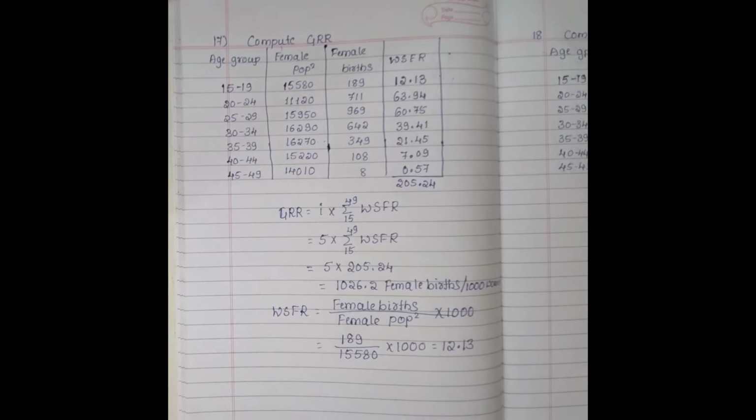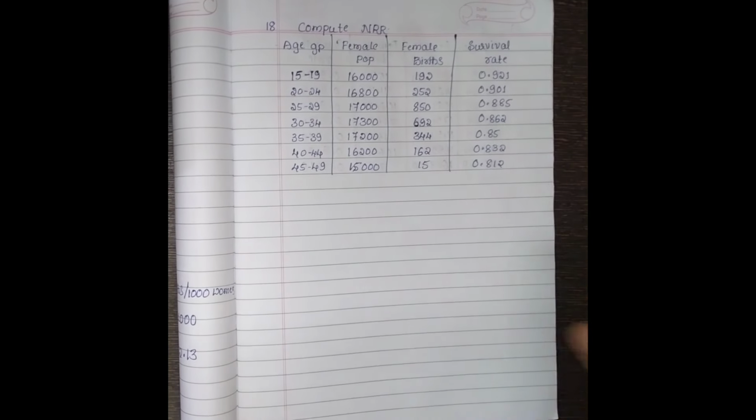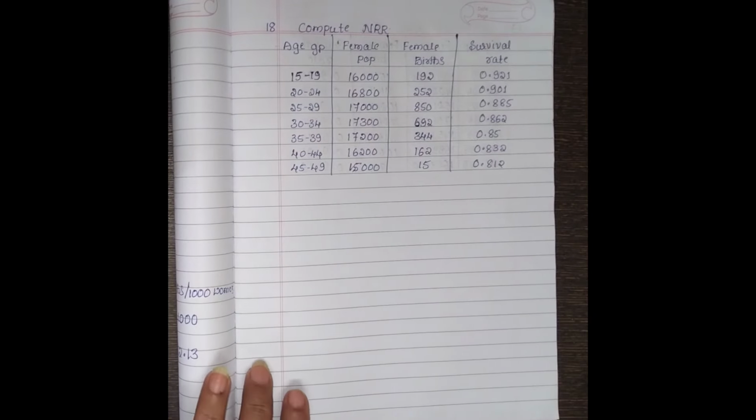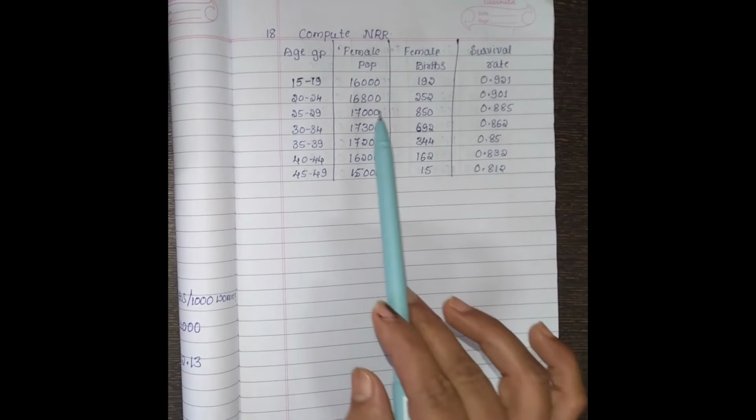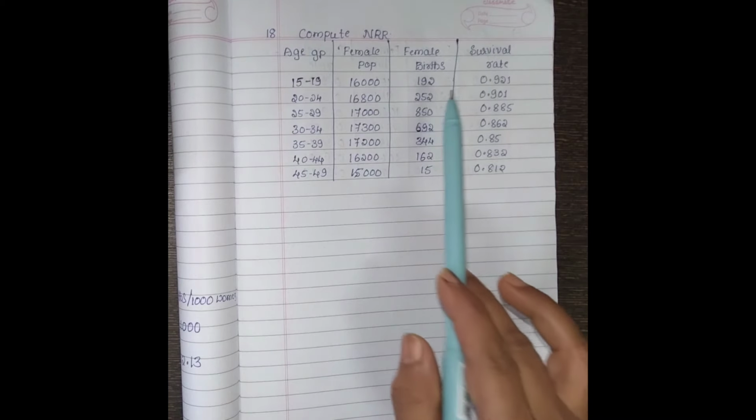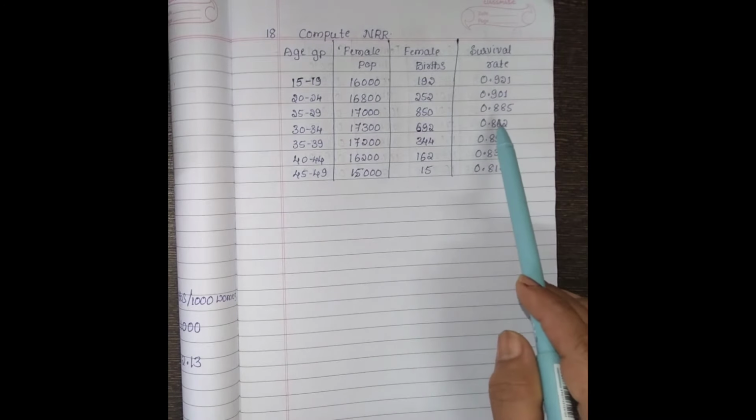Then the next one is the 18th sum, that is NRR, the net reproduction rate. I have already written the problem. Compute NRR for the following data. In NRR, age group, female population, female births and survival rate are given.